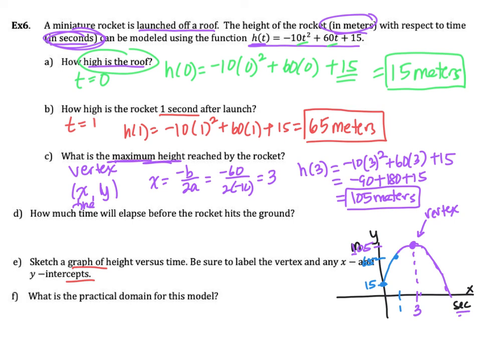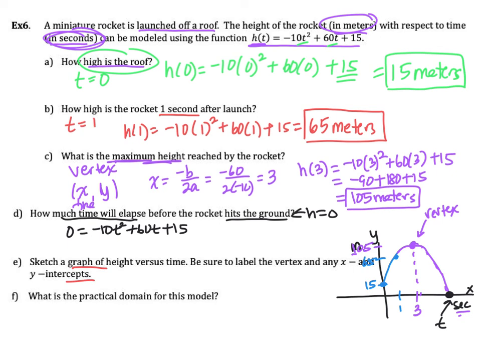Now letter D, it says how much time will elapse before the rocket hits the ground. So I want to know, what is this time right here in my graph? When it hits the ground, that means I have a height of 0. So in other words, I'm trying to find the x-intercept, and the x-intercept is when I have a height of 0. So I'm going to do 0 equals negative 10t squared plus 60t plus 15.